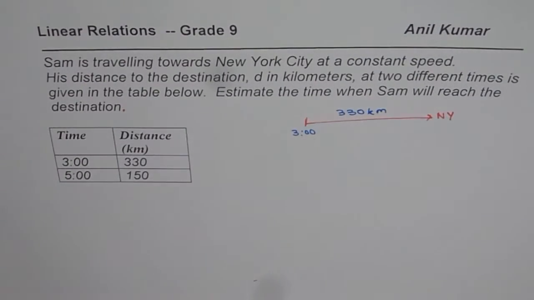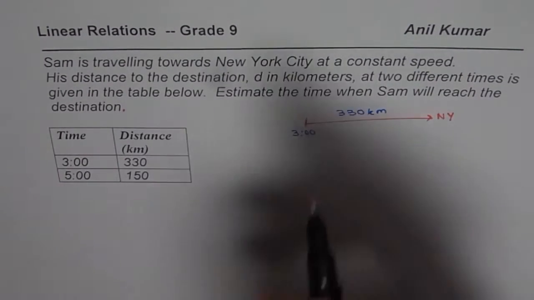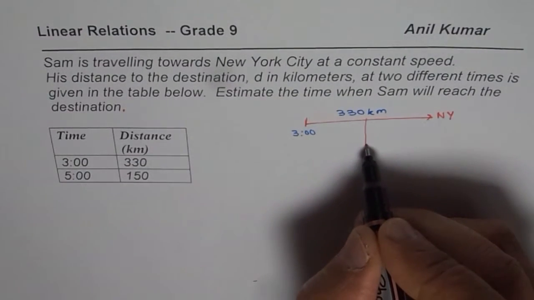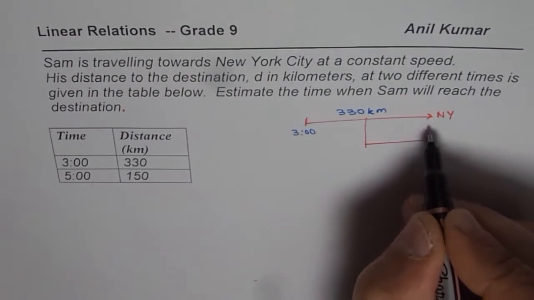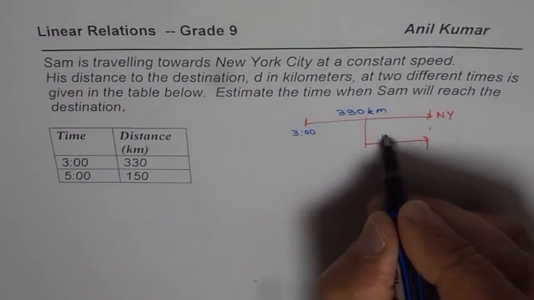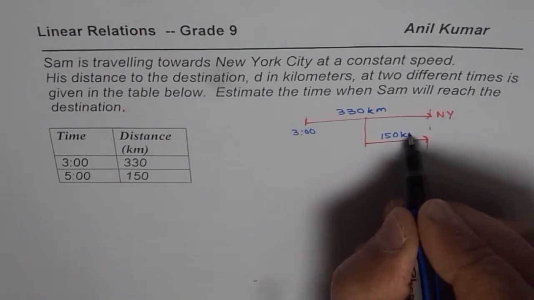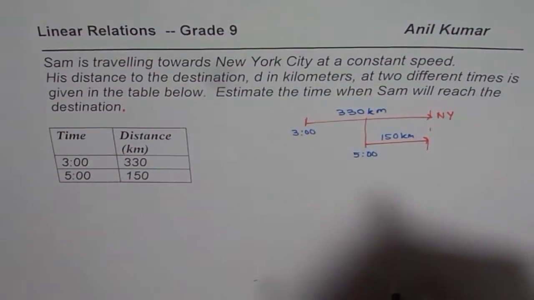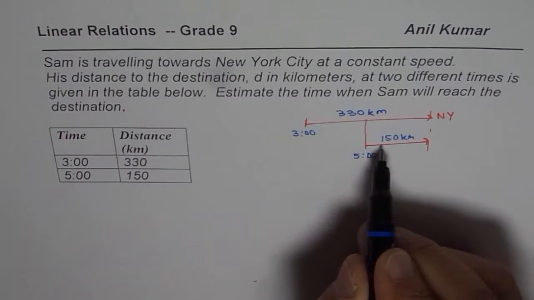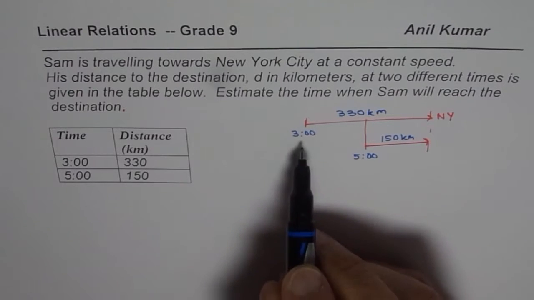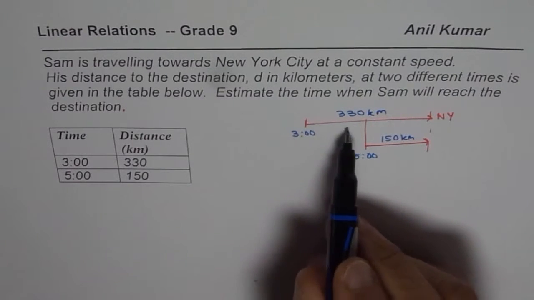Okay. Now at 5 you must have covered some distance. Let us say at 5 your position is here, right? And then your distance to New York is left 150 kilometers, right? So this is after 2 hours. When we say 5, we are saying after 2 hours, a distance left is 150 kilometers. From this, we can actually find the speed, right?